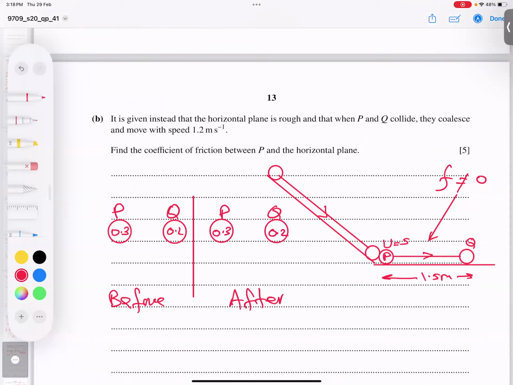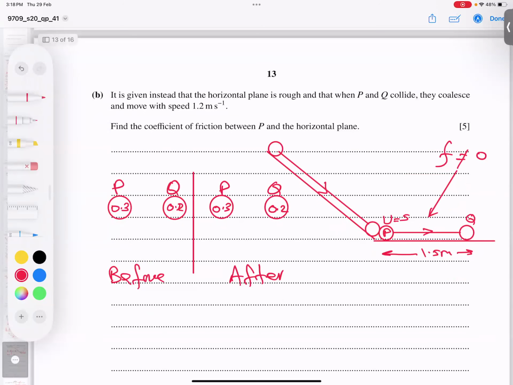All right, so what will happen, students? Make sure of what he said: after collision, they coalesce and move at 1.2. It means I will bring them together. They will become one object. They will move together and behave as one object, and the speed of the combined motion is 1.2, according to the situation. This speed is very clear.